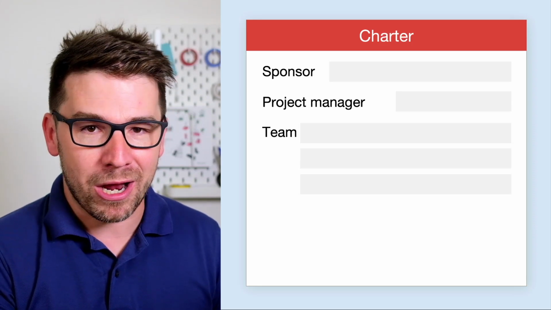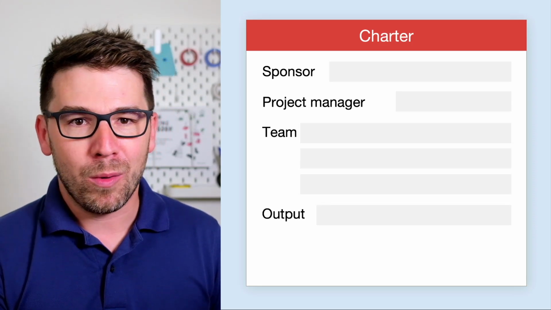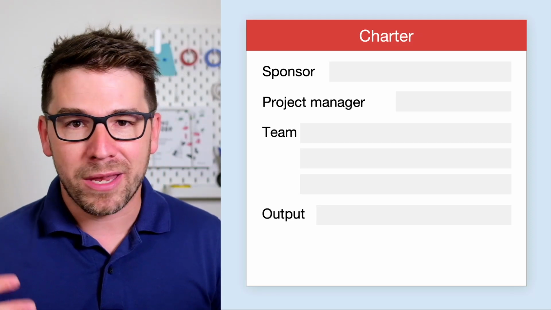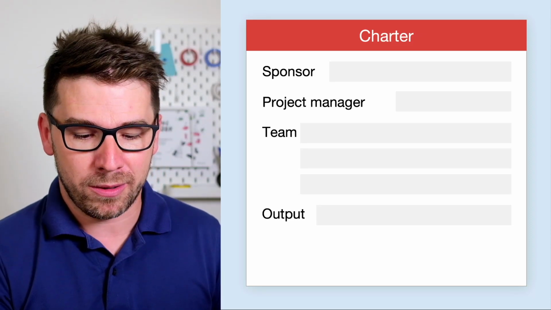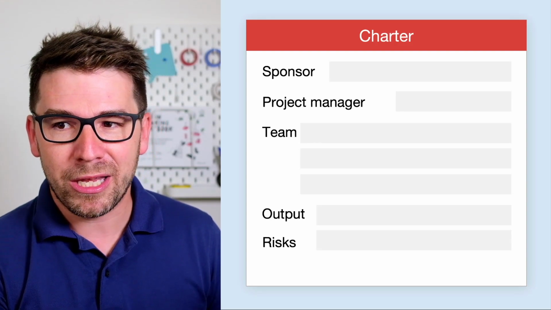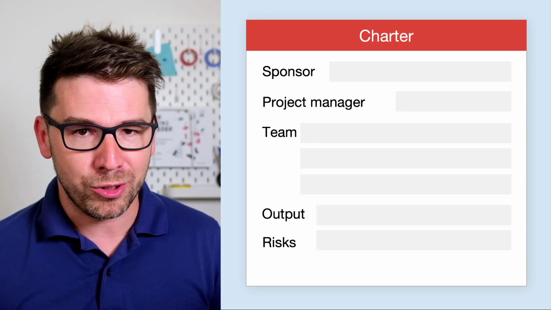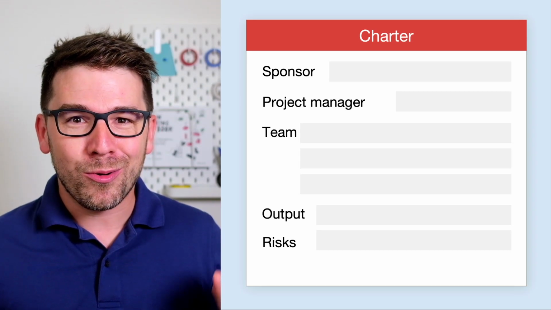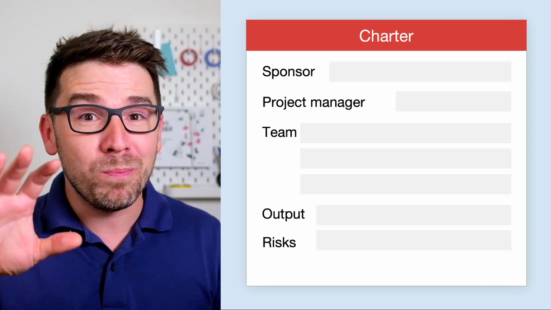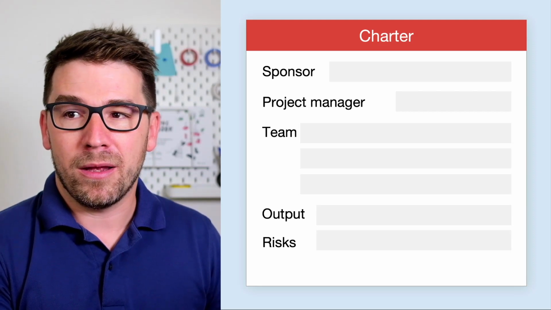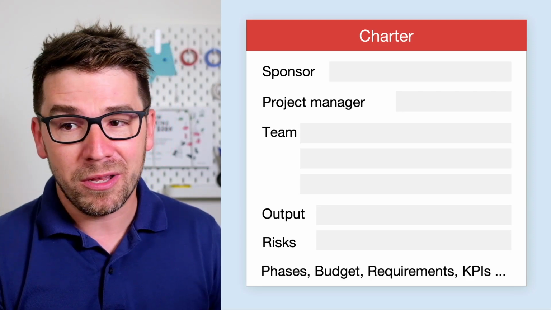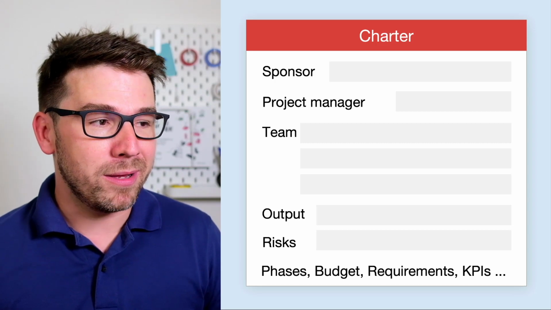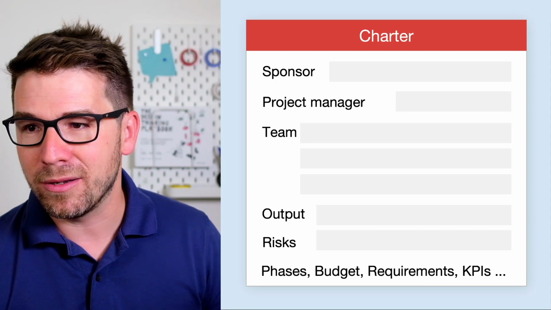Of course, every project charter should have something like an output. What's the ultimate goal of the project? What are the targets? What are the KPIs? Why are we doing this project? Also, don't forget to mention any risks that might occur during the project. It's better to mention the risks at the beginning and also try to put some plan in place for how you would mitigate the risks. The project charter can include much more information like project phases, budget, requirements, KPIs, and many more.